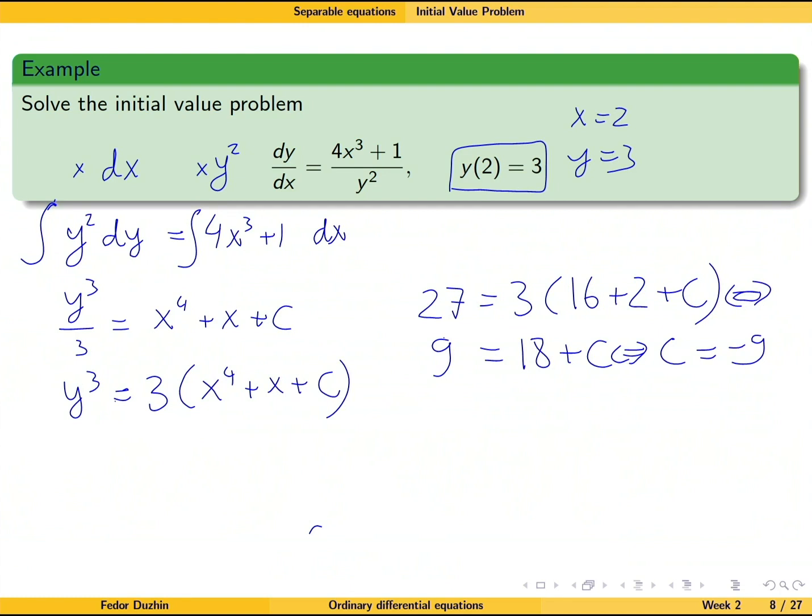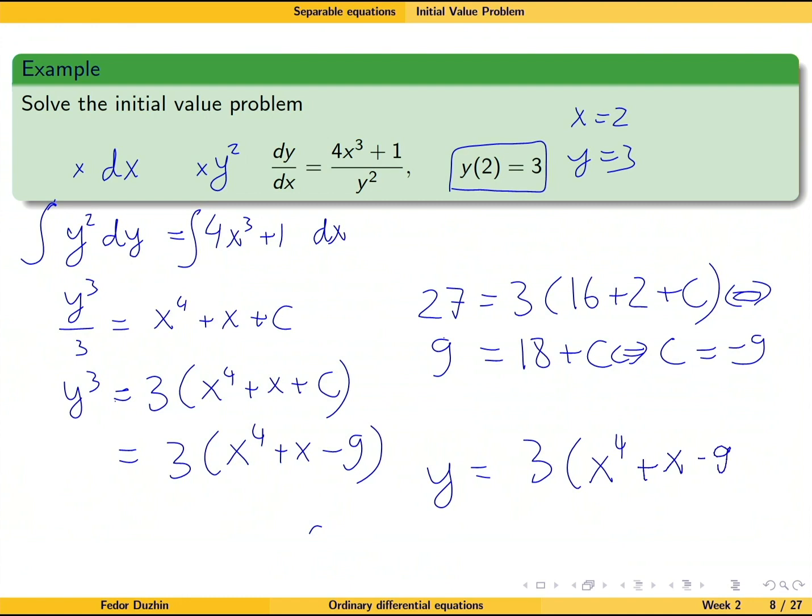So therefore our y cubed is 3 times x to the 4 plus x minus 9, and y itself is going to be 3 times x to the 4 plus x minus 9, everything to the power 1/3. That's the answer.